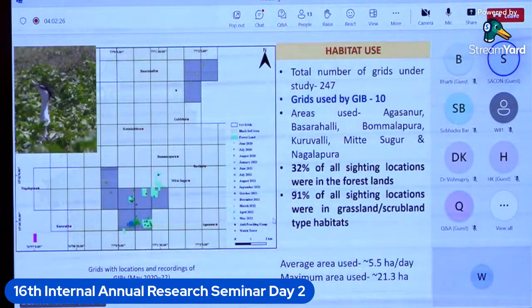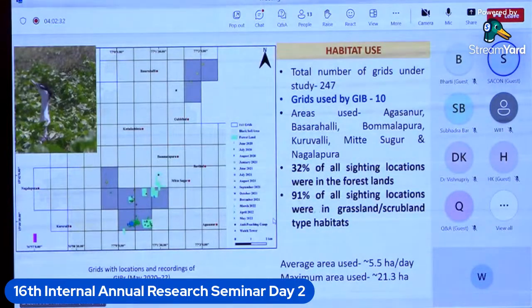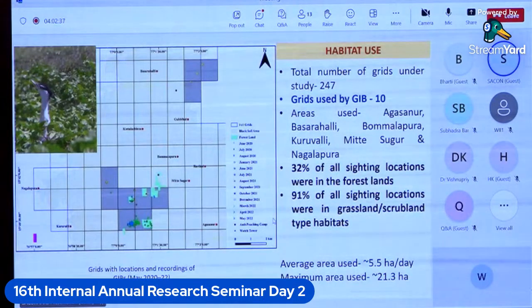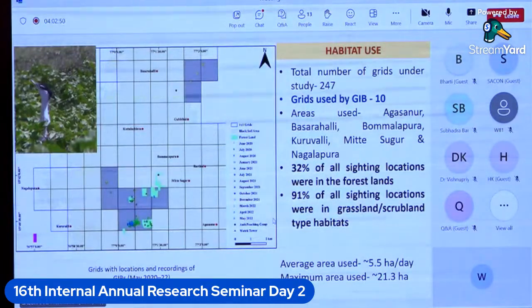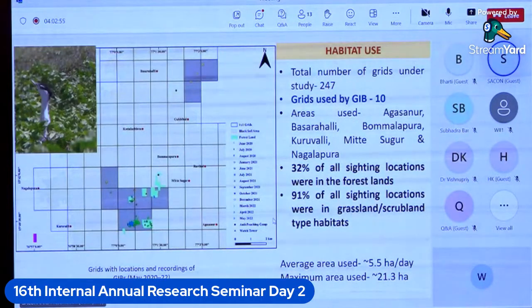The grids were intensively monitored. In about 10 intensively monitored grids we regularly had sightings of the birds, and 22% of all sightings were in forest land. Forest land here means that in the last 4 or 5 years, under corporate responsibility, a lot of area was procured and handed over to the department by the private companies.